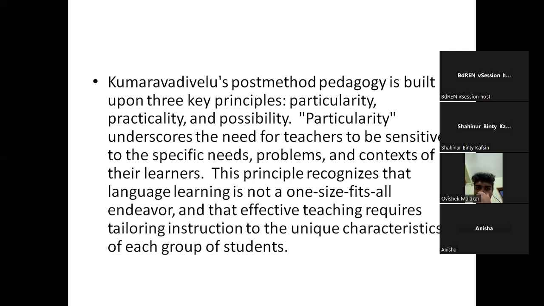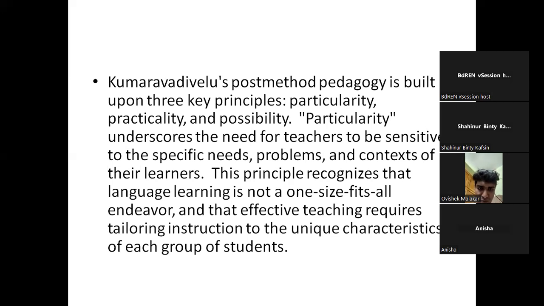This principle recognizes that language learning is not a one-size-fits-all endeavor, and that effective teaching requires tailoring instruction to the unique characteristics of learners. Suppose once upon a time we had been following GTM in Bangladesh. In all institutions at every educational level, every teacher tried to follow GTM everywhere in Bangladesh. Kumaravadivelu is quite opposite to this principle. Just observe the situation. GTM can be applied in Dhaka, but it cannot be applied in Rajshahi or Chittagong. That is the thing Kumaravadivelu wants to say in his post-method pedagogy.